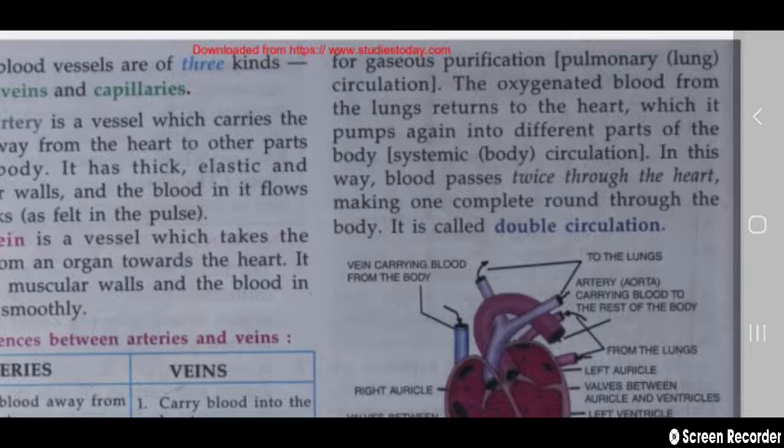In this way, the blood passes twice through the heart. Once the heart supplies blood to all the parts of the body, it comes back to the heart as deoxygenated blood, and again it is supplied to the lungs, where it is purified, and again it is sent to the heart, and again it goes to all the parts of the body. That's why it is called double circulation, because two times it goes to the heart and is supplied to all the parts of the body.